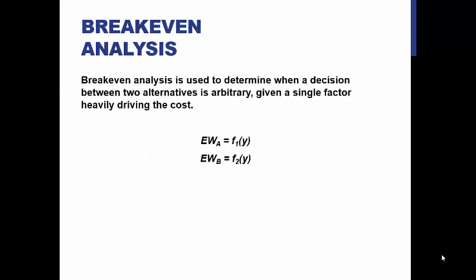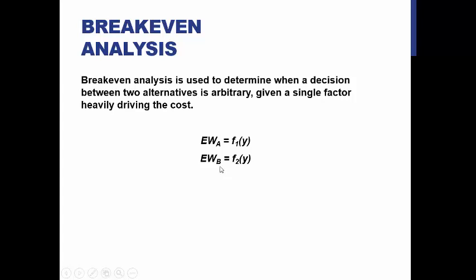So let's hop in. We have break-even analysis. Break-even analysis is used to determine when a decision between two alternatives is arbitrary, given a single factor heavily driving the cost. So basically what it's doing is figuring out at what point two project values are equal, right? If they have the same cost, the decision should be arbitrary. So in this case, we've got expected worth of A is equal to some function of Y, where Y is going to be the single factor heavily driving the cost.